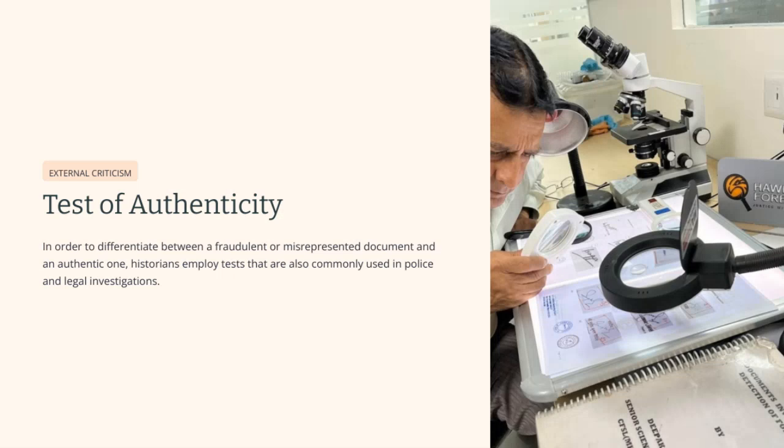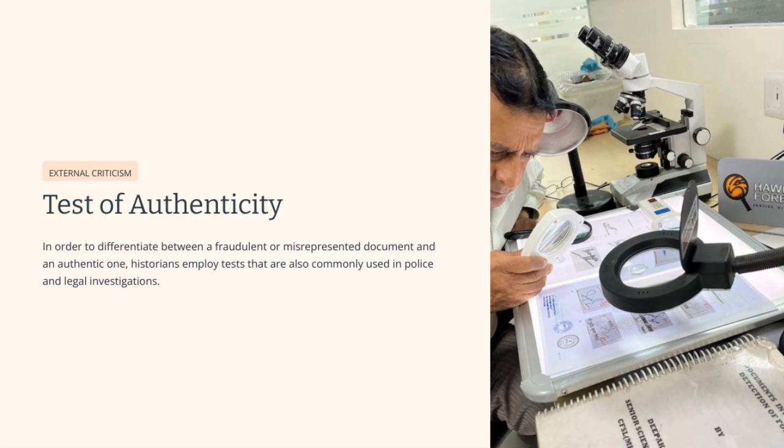Now, moving on to slide 9, let's talk about how we distinguish between fraudulent or misrepresented documents and authentic ones. Historians use specific tests for this purpose, and interestingly, these same tests are often employed in police and legal investigations as well. One key test we'll focus on here is the test of authenticity. Under this, the main method is called external criticism.